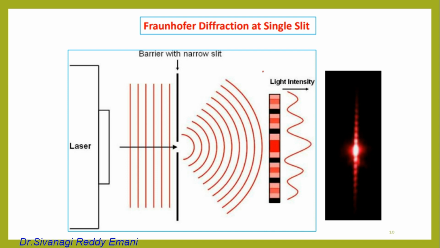So this is the lab arrangement. In the lab what we will do is we will take a laser and we will assume a plane wavefront is approaching the slit. Then once the light passes through the slit, it will get diffracted and form a diffraction pattern, that is, a light intensity pattern. So in the coming video we will see about Fraunhofer diffraction at a single slit and we will discuss that concept.